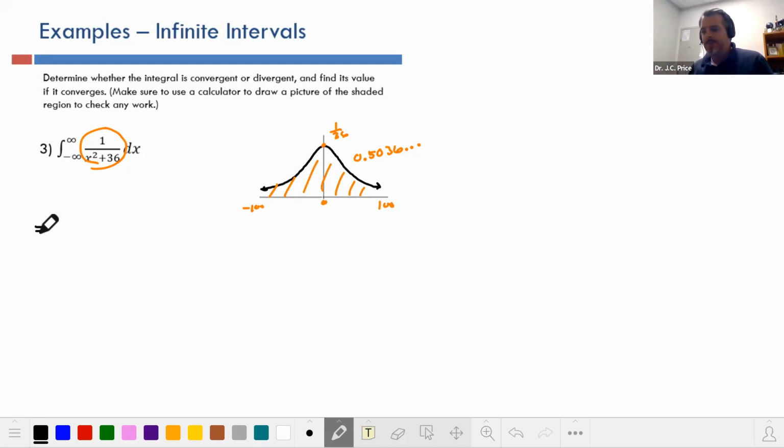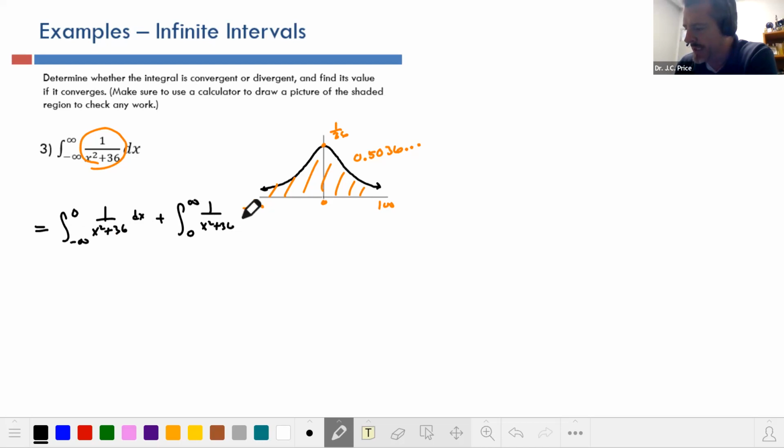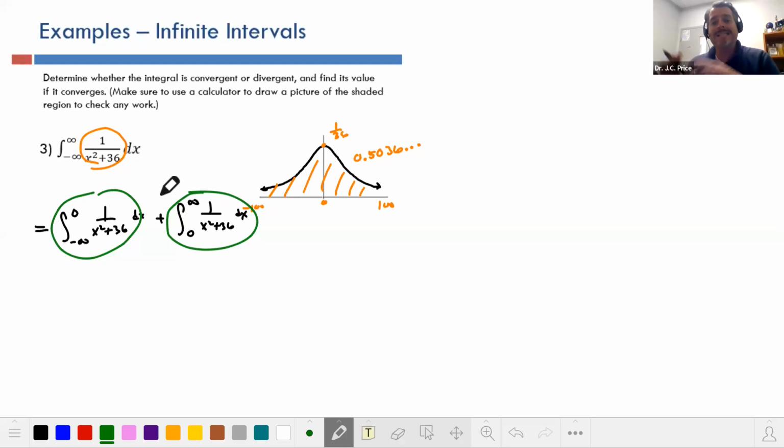There are two ways we do this. The way that we usually do it is we just break this integral up. So we can rewrite this integral as the integral from negative infinity to 0 of 1 over x squared plus 36 dx, plus the integral from 0 to infinity of 1 over x squared plus 36 dx. The idea is to break it up into two different improper integrals that we've done before, and then do those separately. And if they both converge, when you add them together, they have to converge.